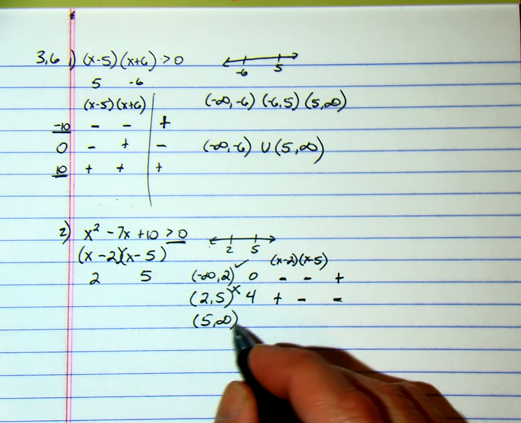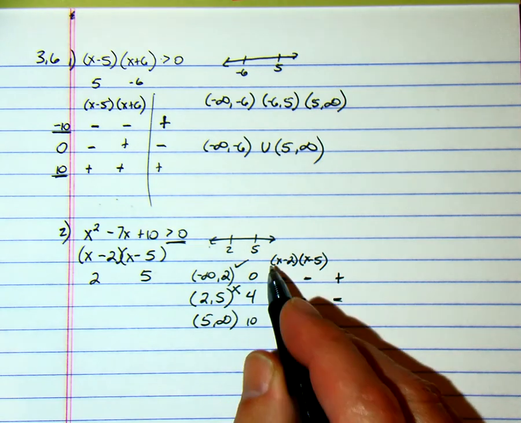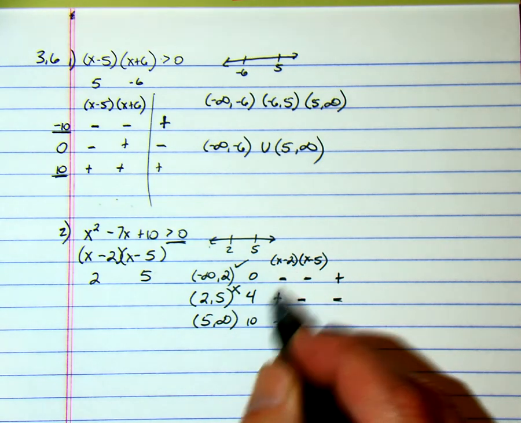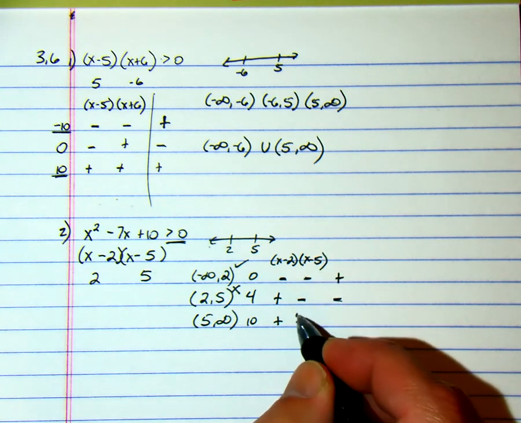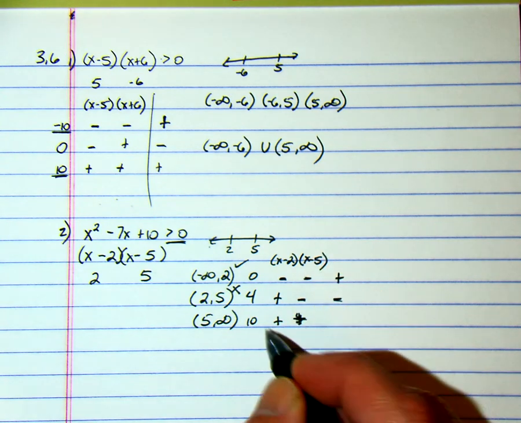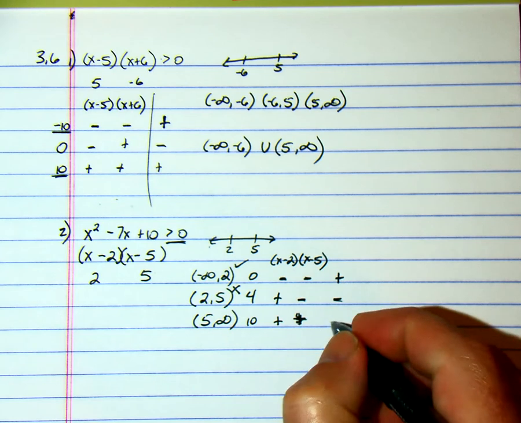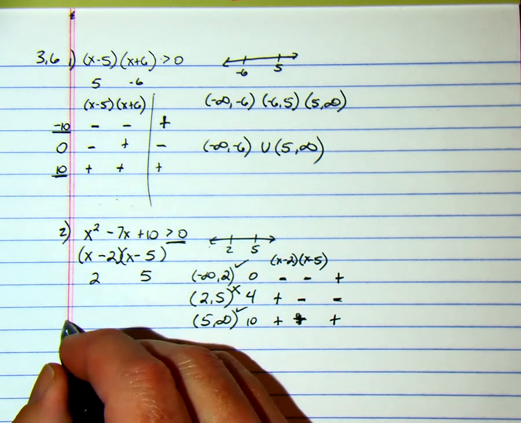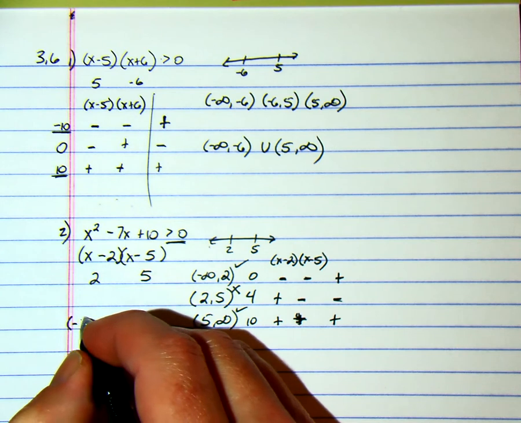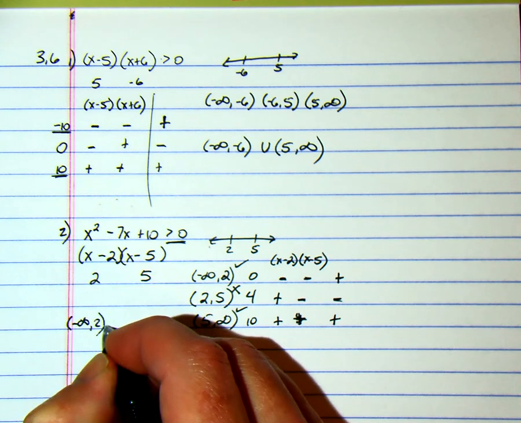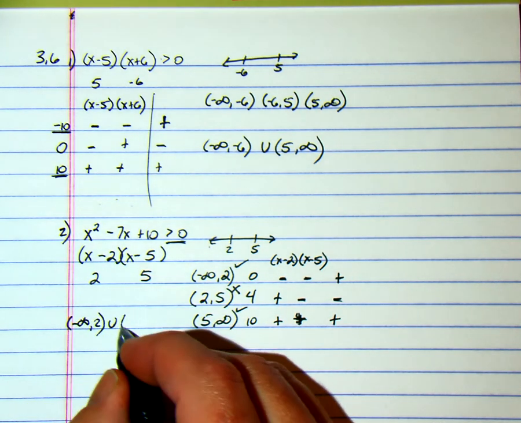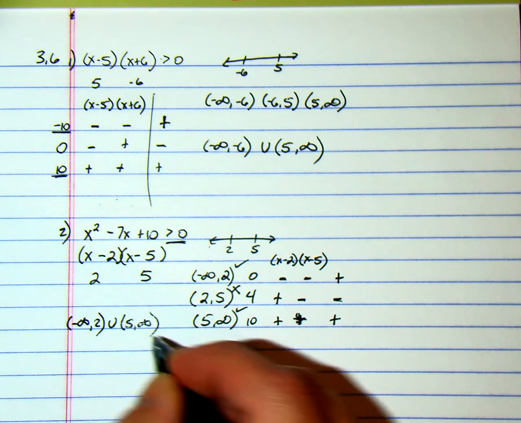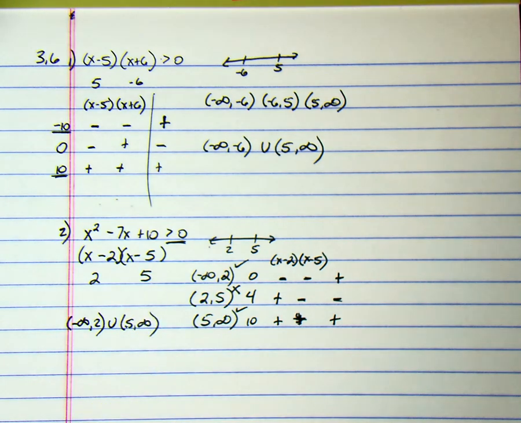And when I come back for here, 5 to infinity, 10 is in that one. So 10 minus 2 is a +8. 10 minus 5 is a +5. So 2 positives give me a positive, and that's what I need. So that means that my solution is going to go from -infinity to 2. We're going to union that with 5 to infinity. Okay? That's what our sign test is and what it's going to look like.